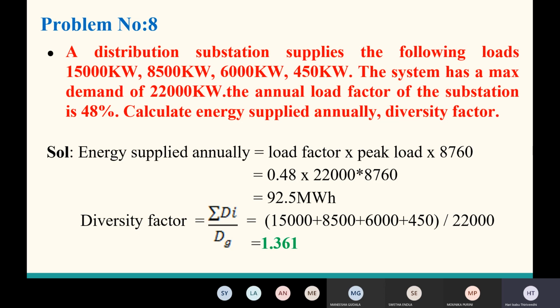Now determine the diversity factor. From the definition, what is the diversity factor? It is the ratio of the sum of maximum demands to the maximum demand of the station, or coincident maximum demand. Here the sum of maximum demands is 15,000 plus 8,500 plus 6,000 plus 450, divided by the total maximum demand, that is 22,000. The value is 1.361. So, a simple problem. Next problem.